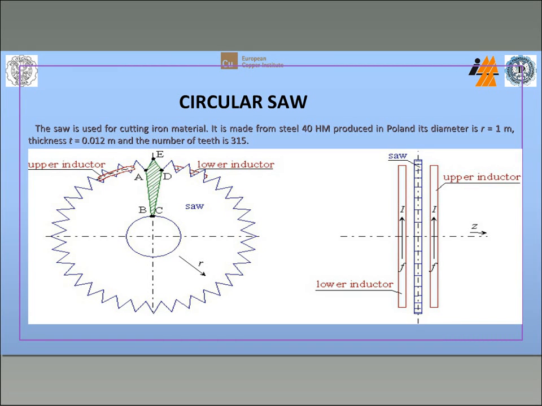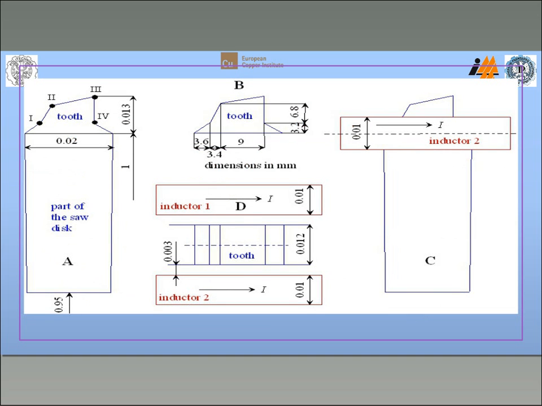And this is also the next example. It is a circular saw. This saw is used for cutting of iron material. It is made from typical Polish carbon steel, and it is used in practical cutting of continuously cast steel in steel plants. The analysis was done in the system shown here.